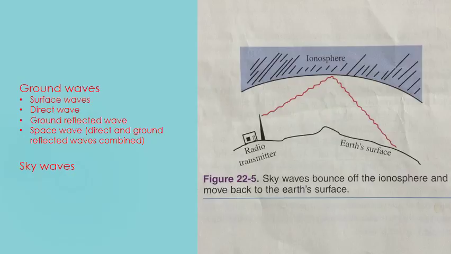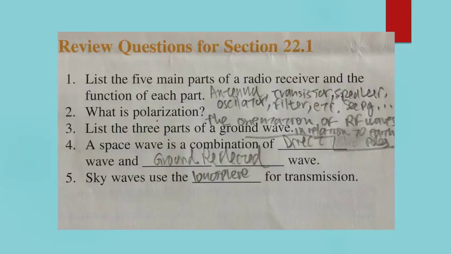See figure 22-5. Jumping on to review questions for section 22.1. First, list the five main parts of a radio receiver and the function of each part. That is the antenna, the transistor, the speaker, the oscillator, the filter, etc.